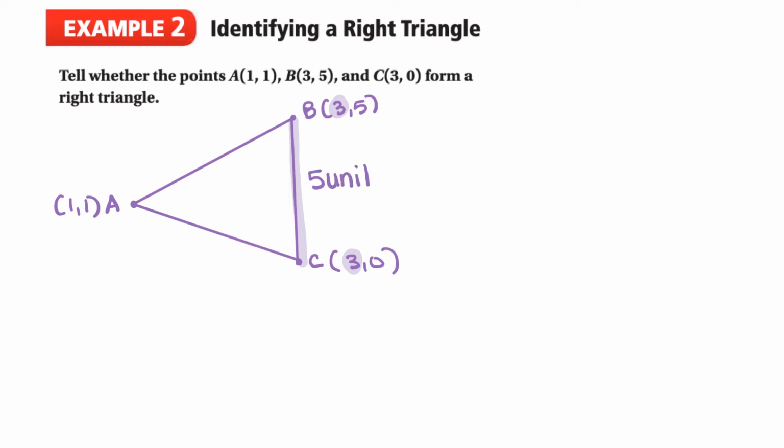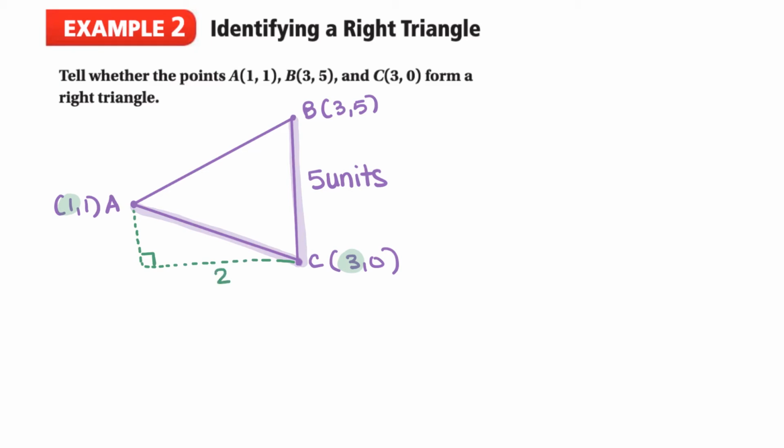Now, to figure out what the distance is between A and C, I'm just going to draw these dashed lines to show a right angled triangle, to help visualize this problem a little bit better. So how far is the horizontal distance between my A and my C? If the x coordinate is 1 on A and 3 on C, how far away are 1 and 3 from each other? Well, they're 2 units away, so this is 2.